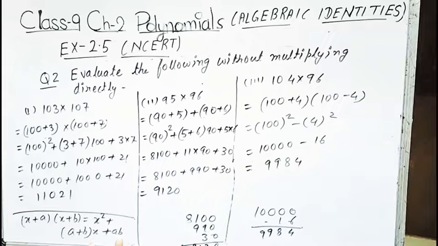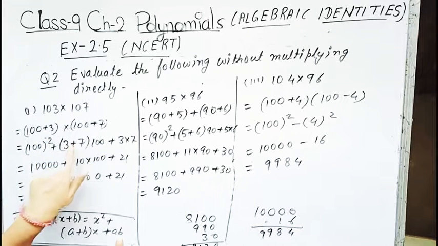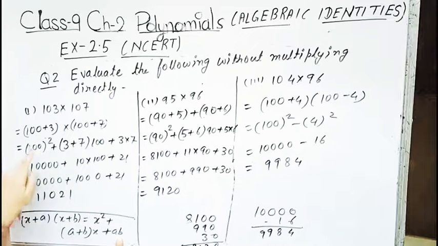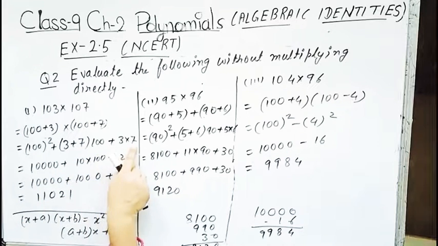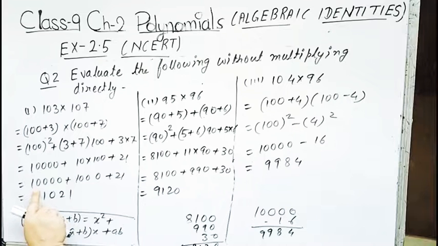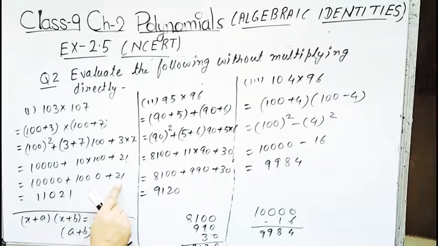So now we can use this identity, x square plus (a plus b)x plus ab. So we can write this as 100 square, which is 1 with 4 zeros, and 3 and 7, addition is 10, into 100, and 3 into 7 is 21. So this will be 10,000 plus 1,000 plus 21. So this answer will be 11,021.